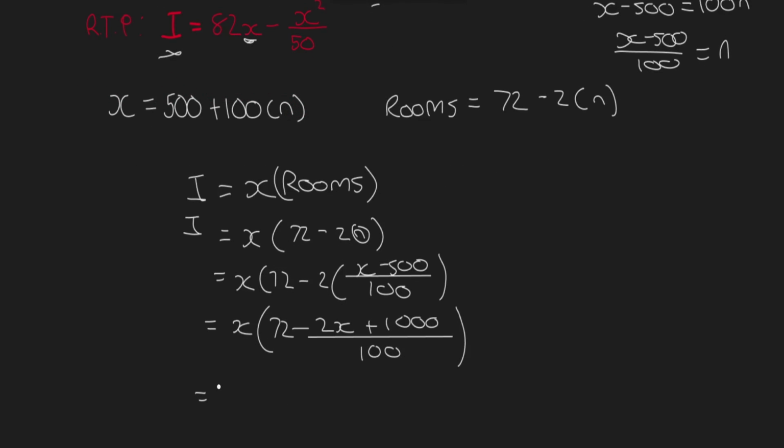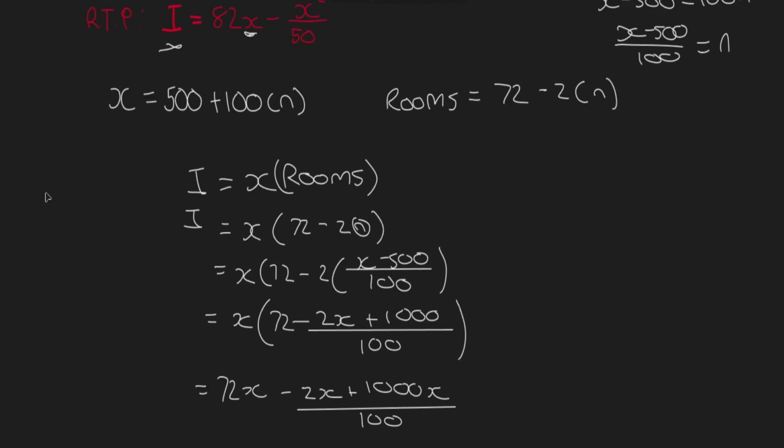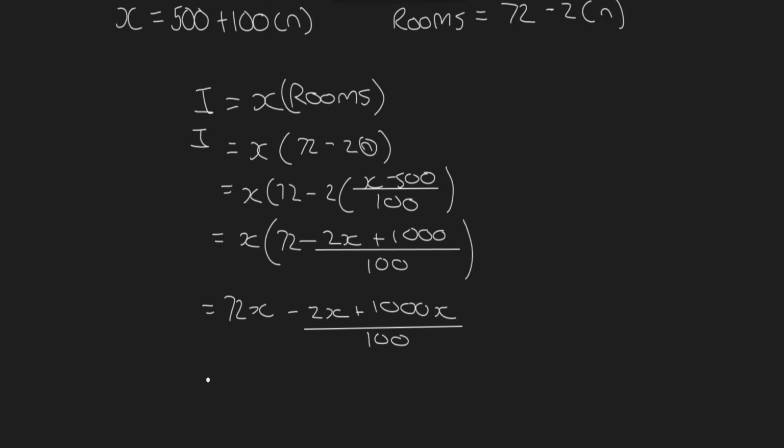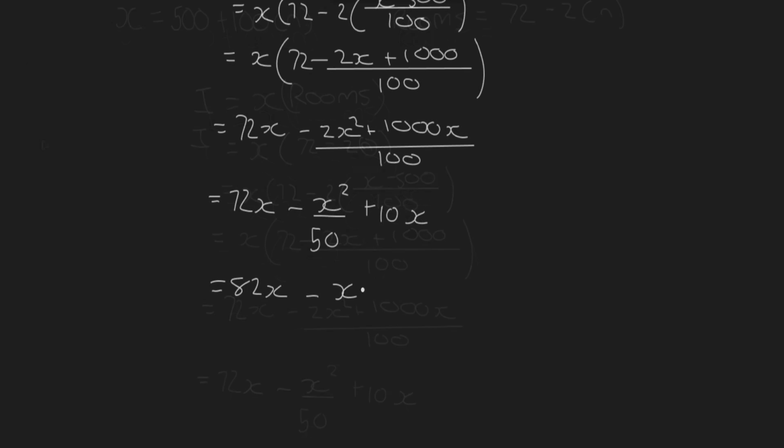And now we can distribute that x term, so 72x minus 2x squared plus 1000x over 100. So we can now divide those terms each by 100. So that's going to, minus 2 divided by 100 is minus 1 over 50. So it's going to be negative x squared over 50. 1000 divided by 100 is just 10x. Gives us 82x minus x squared over 50.